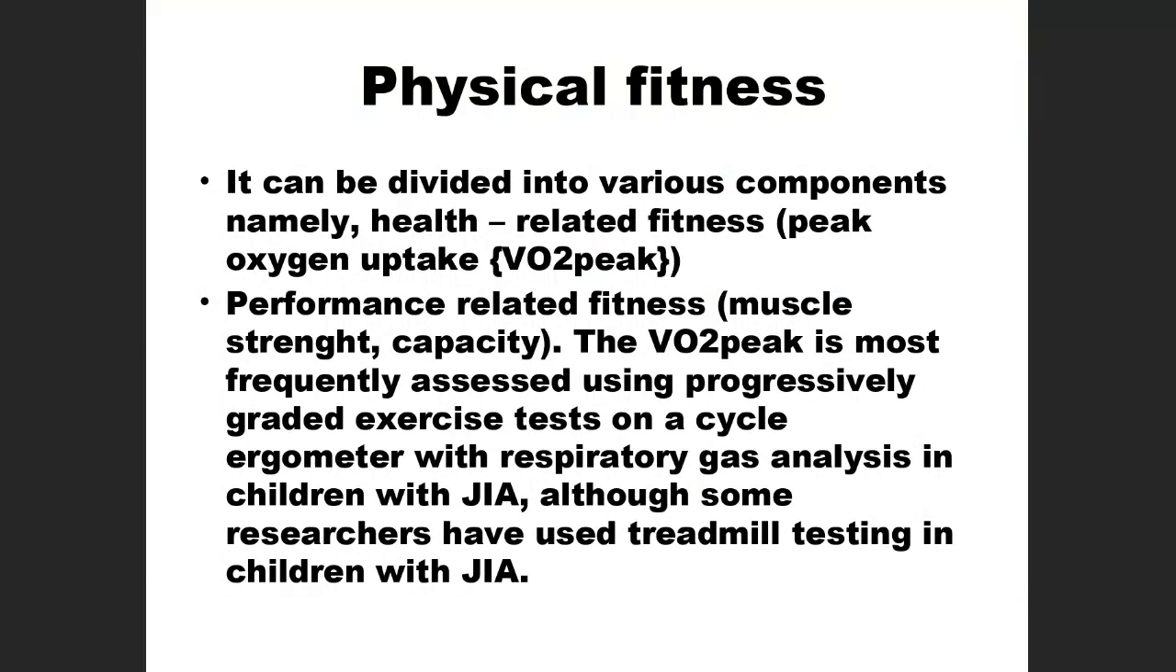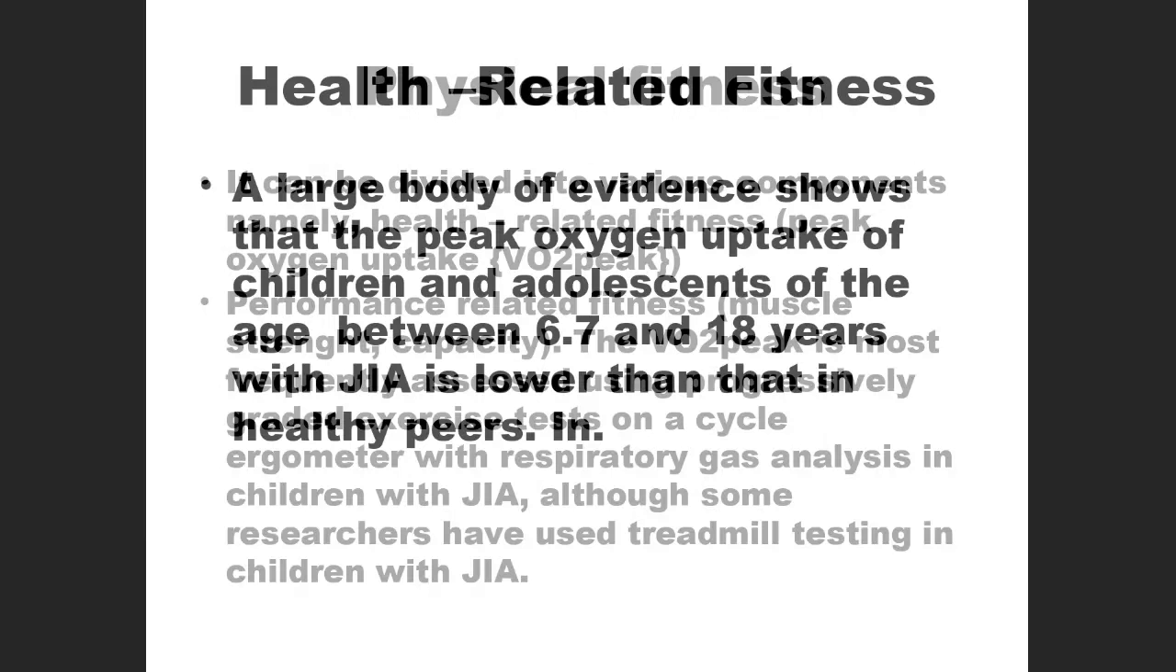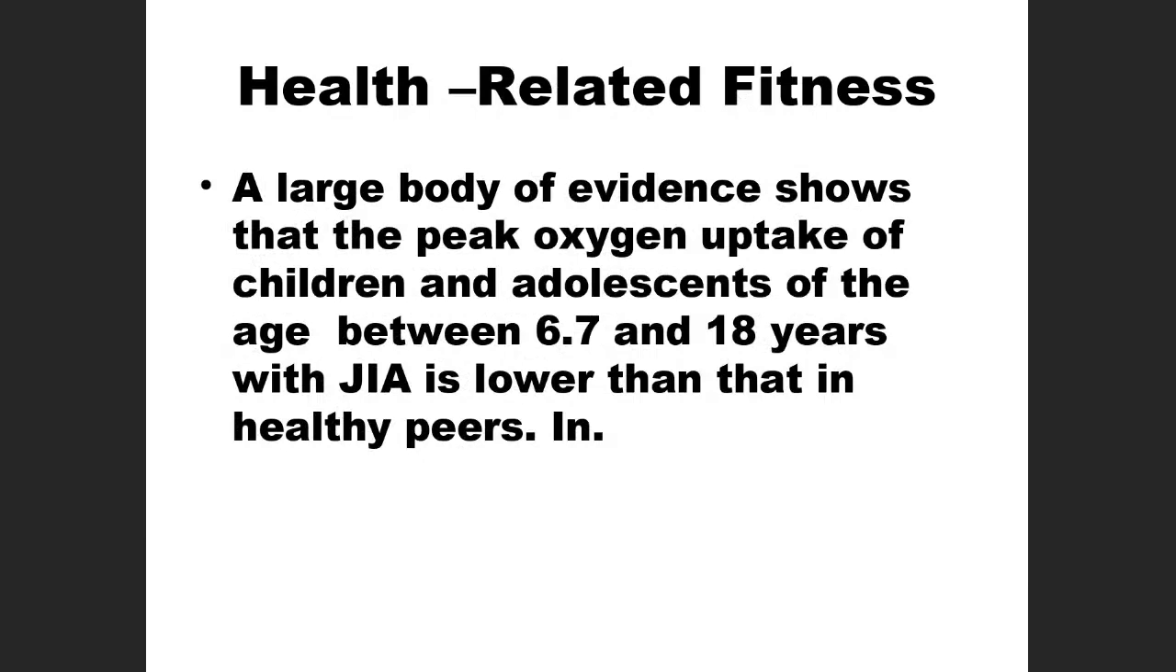So the evaluation is usually divided into various components, namely health related fitness and oxygen uptake, performance related fitness and health related fitness. The VO2 max or VO2 peak is most frequently assessed using a progressive graded exercise test on a cycle ergometer with respiratory gas analysis in children with JIA, although some researchers have used treadmill testing in children with JIA. So usually they try to check your oxygen uptake capacity.